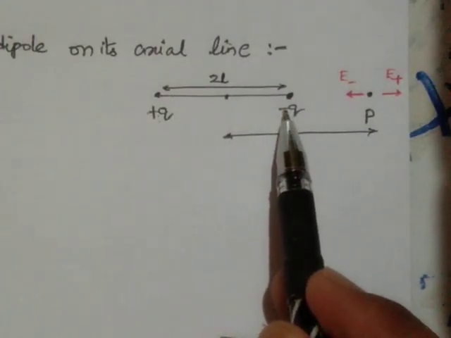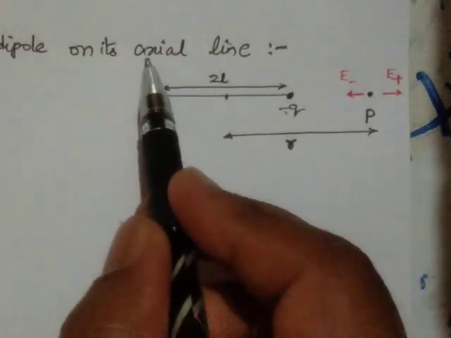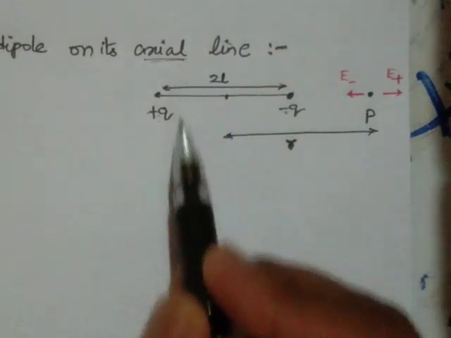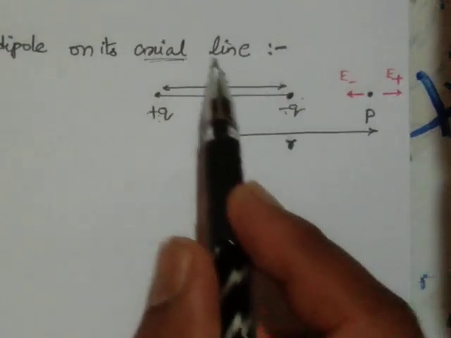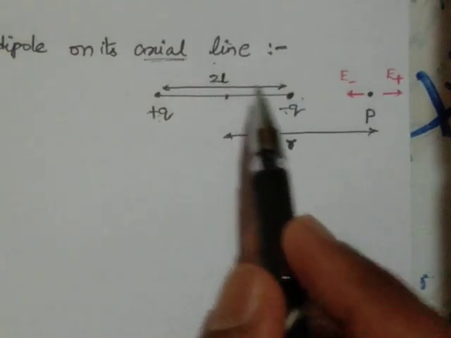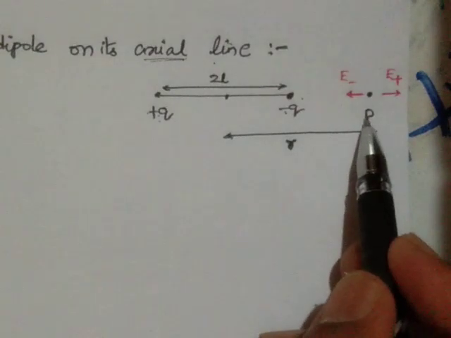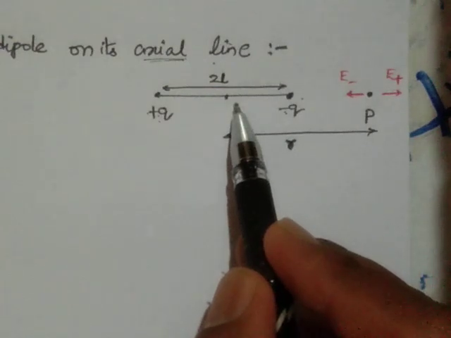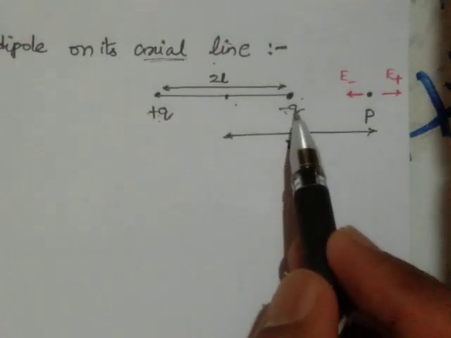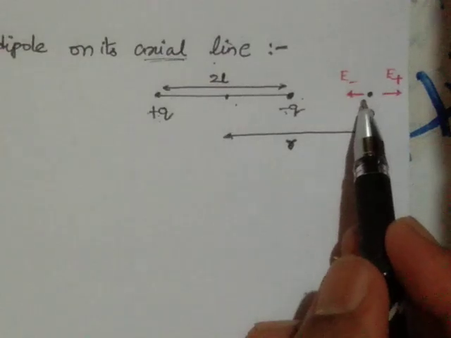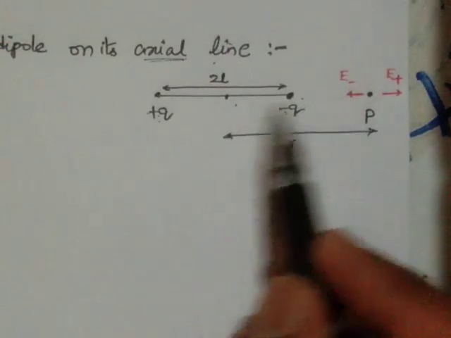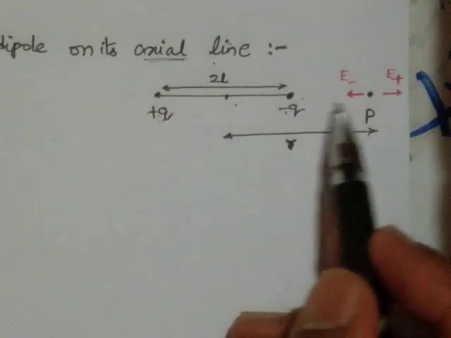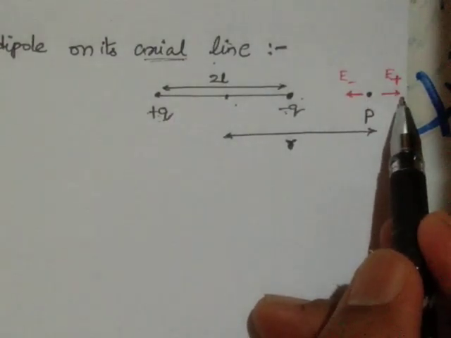Maybe in some books or some material, the negative charge is considered here and the positive charge is considered there. The axis which is passing through the length of the dipole is known as the axial line. Here I am taking a point P where I would like to calculate the field intensity due to this dipole. Due to the negative charge, the field direction is towards the negative charge, and due to the positive charge, the field intensity is radially outwards.